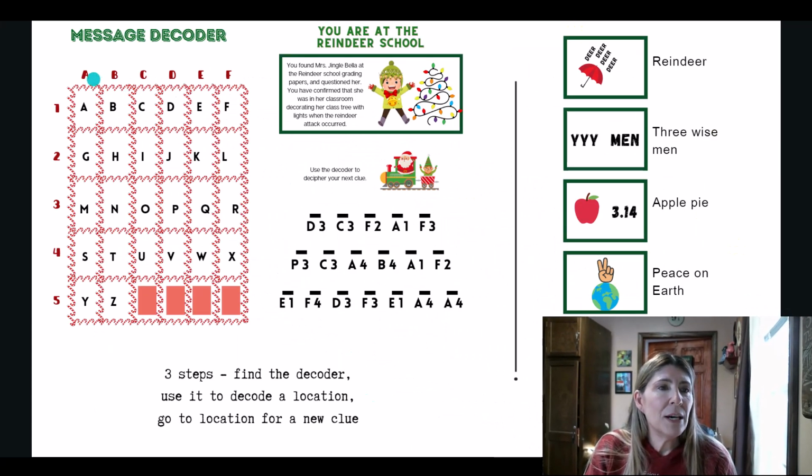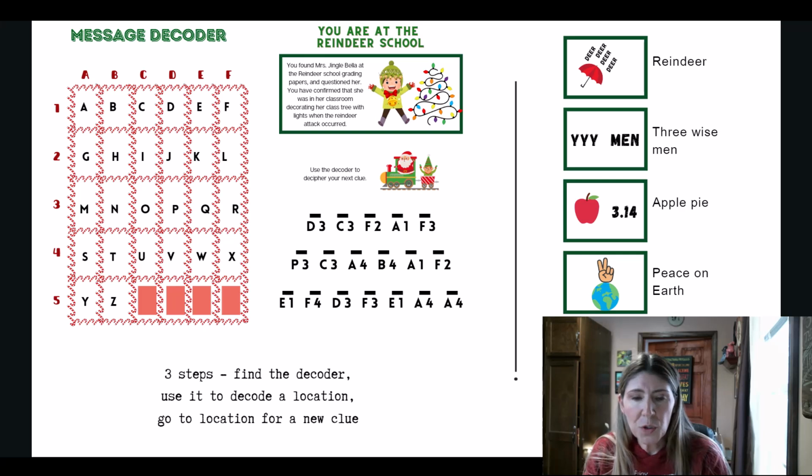This one here is a message decoder. So for example, here was the message D3. So they had to go D3 to get the letter. And so they had to figure out the message. That's 3 steps. On this one, they had to get keywords, and so they had to figure out what these mean, which you can see here, for example, apple pie, peace on earth. And then these then led to locations where they got other clues.